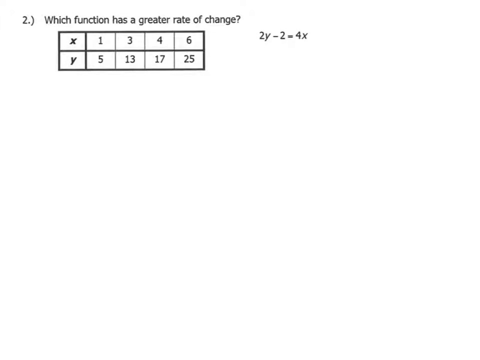So this one is not a story problem. We're just simply looking at a graph and we're looking at an equation. So first, greater rate of change. Remember, that's the slope. So all we're looking at is slope. So for the table, as x increases by 2 and 1 and 2, y increases by 8 and 4 and 8. So I have 8 over 2, 4 over 1, and 8 over 2. This is a linear equation because all of those reduce down to 4 over 1.